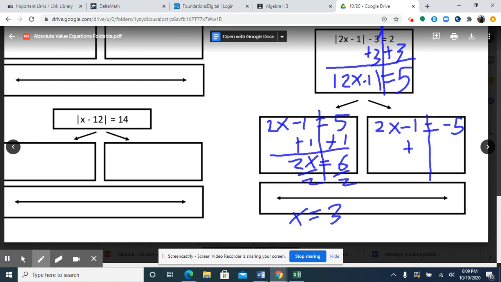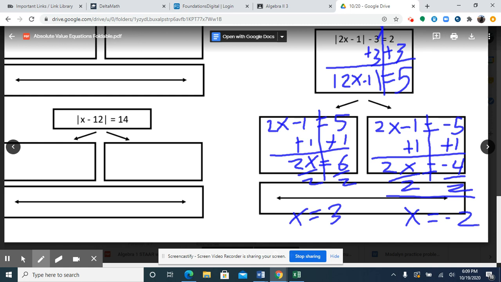The other answer, we have plus 1 on both sides. So 2x is equal to negative 5 plus 1, which is negative 4. We're going to divide both sides by 2. So x should be equal to negative 2. So our answers are 3 and negative 2.